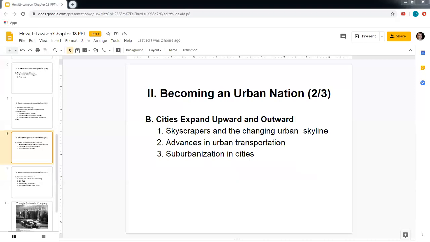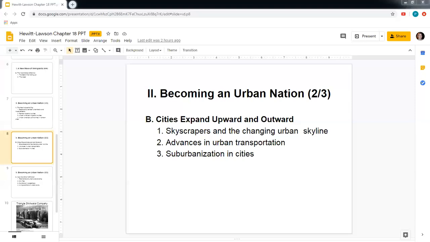Now, at the same time that we see significant immigration, we also see that cities begin to grow to accommodate the numbers of people coming into these areas. And they grow vertically, which means up, as well as horizontally, which means wide. So cities begin to increase more square footage, they begin to expand out, but they also build skyscrapers and expand upward. Property values reflected the growth of the city.